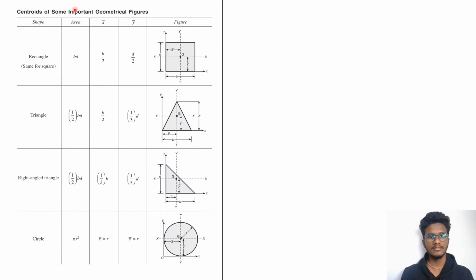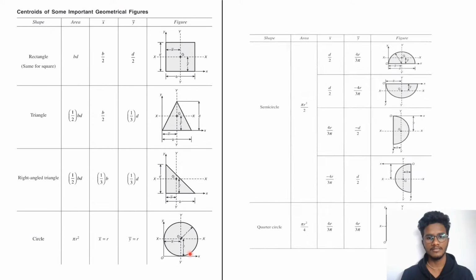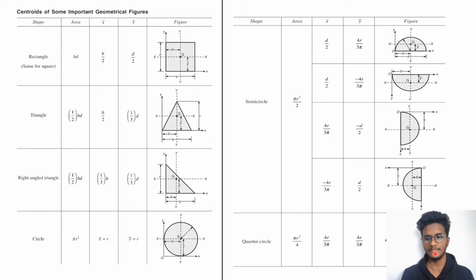So here are some important geometrical figures of centroid shapes, which are a rectangle, triangle, right angle triangle, circle. The area of the given shapes is given here, along with x bar, y bar, and the figures. Just refer to these. This is the table of centroid of some important geometrical figures. Need to refer to it for the formulas.